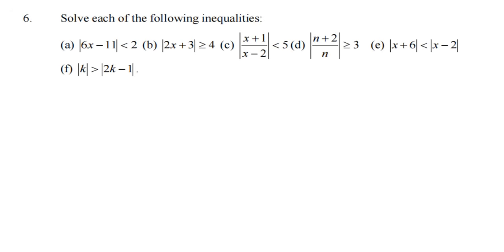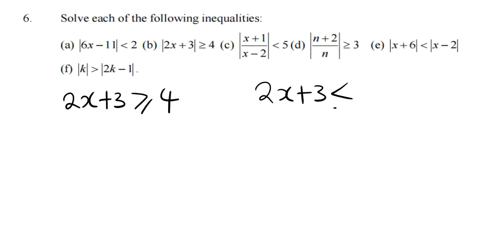Let's do this one for b. We've got 2x plus 3 greater than or equal to 4. So the first one is just going to be the way it is, positive. The other one, 2x plus 3, the symbol is going to face the other direction, and then the answer is going to be negative. Then you just solve these two expressions.